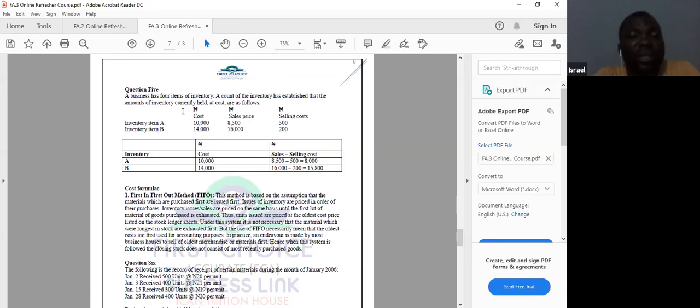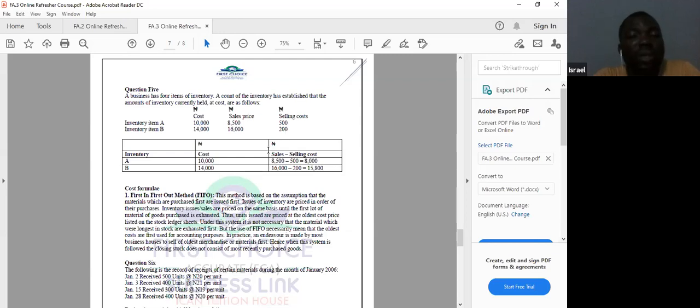So let's look at question 5 and let's start to address it. It says that a business has 4 items of inventory, and the amount of inventory currently held at cost is as follows. So we have inventory A and inventory B. We have the cost to be 10,000 and we have the sales price. Now, if the cost is 10,000 and the sales price and the selling cost are these, then it asks us to pick using the cost and the net realizable value.